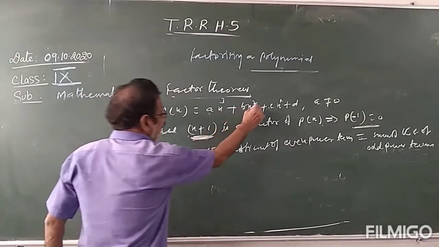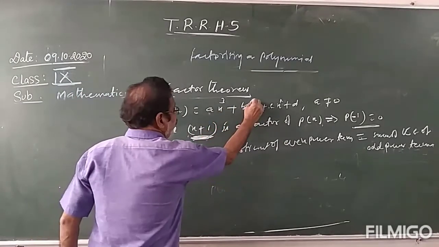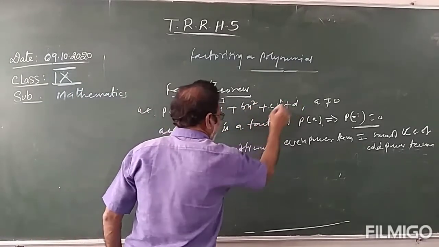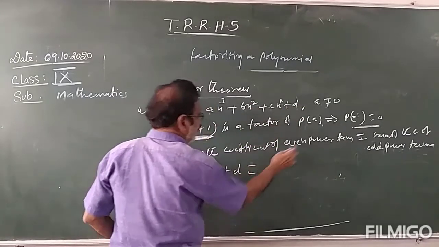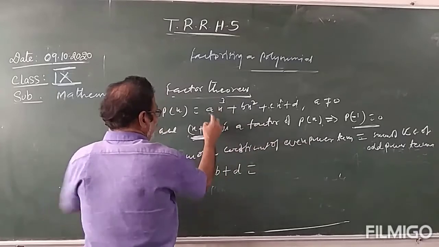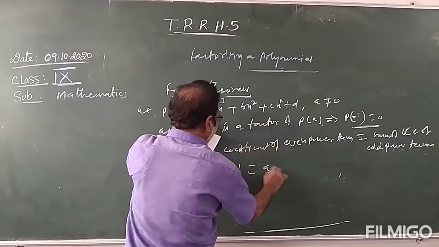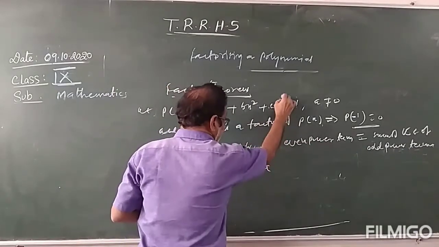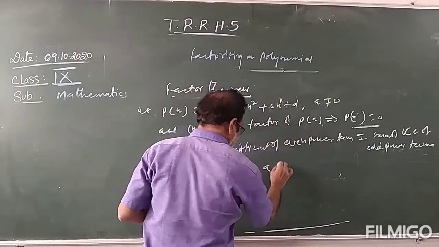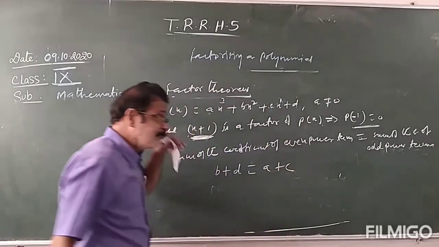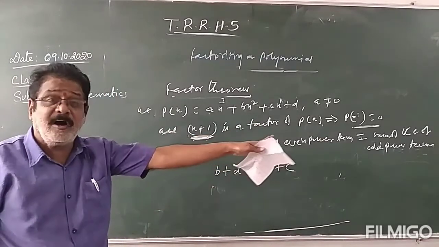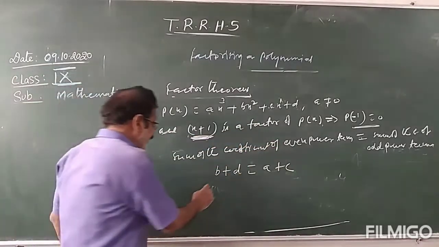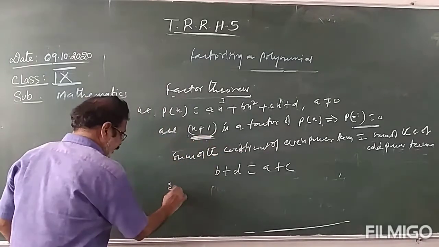Sum of the coefficients of even power terms. What are the even powers here? 2 is even, and the constant is even. So b plus d is equal to the sum of the coefficients of odd powers. Odd powers: x cube is odd, coefficient a, and x to the power 1 is odd. Like this, if the sum of the coefficients of even power terms is equal to the sum of the coefficients of odd power terms, then x plus 1 is the factor.